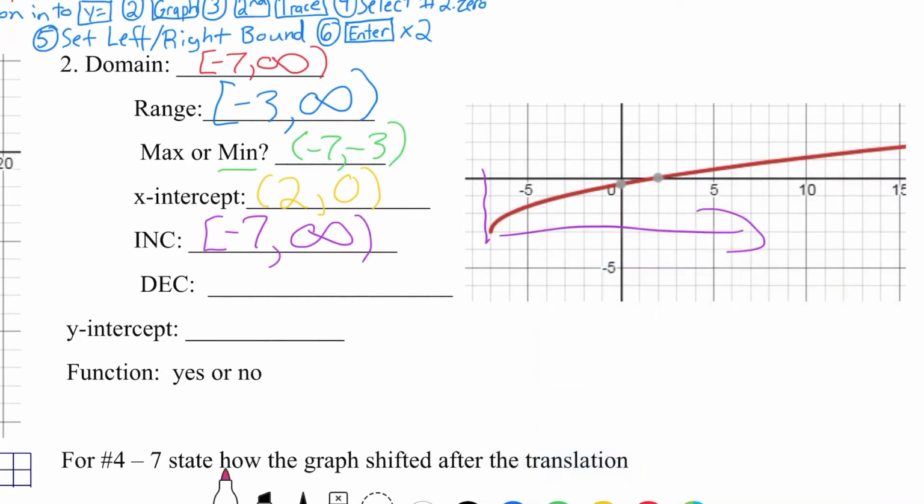Due to the fact that there is no decreasing interval, no place on the graph that it's decreasing reading left to right, we can put none or no or whatever you want to tell me that there is none. Do not put 0. Do not put (0, 0). Do not put infinity. That would be wrong. There is no interval at all. Once you put 0, you're telling me that there's an interval of 0 to 0 or infinity to infinity for this graph, and there is not.